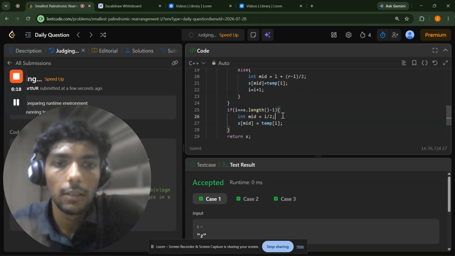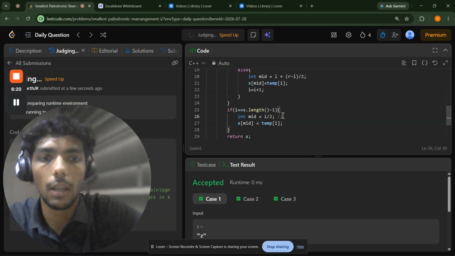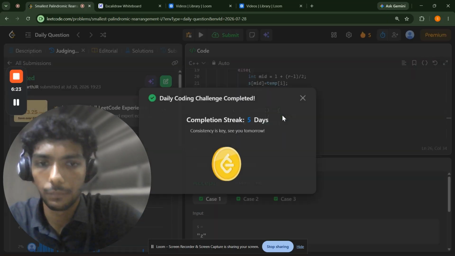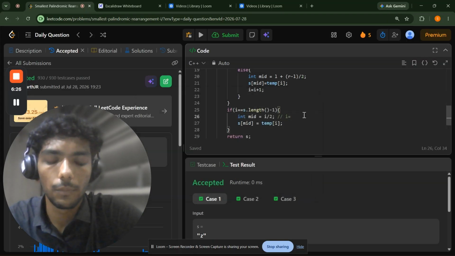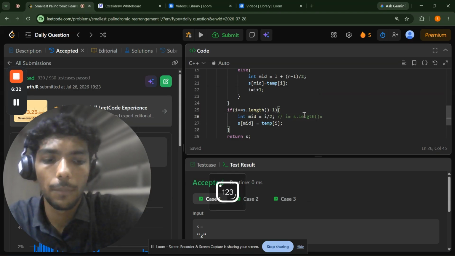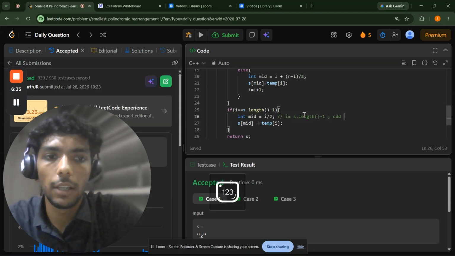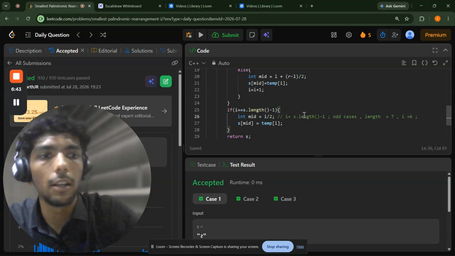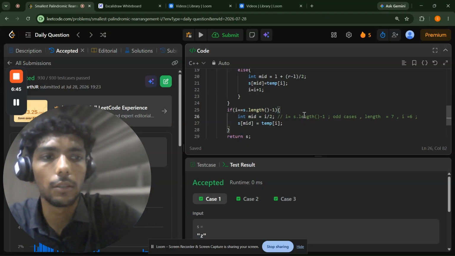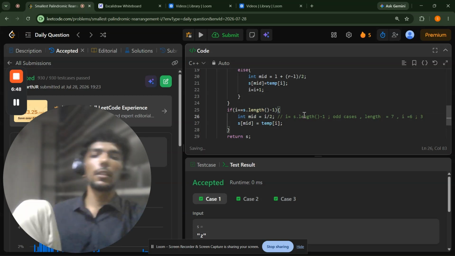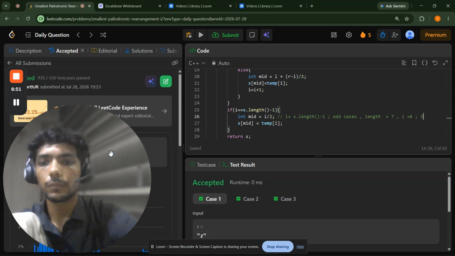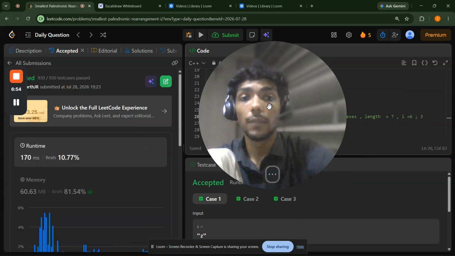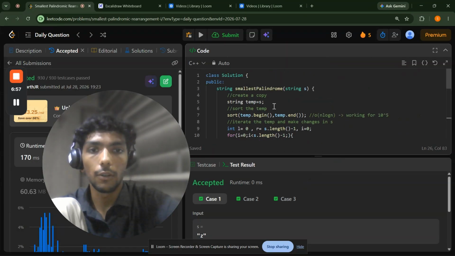So at this position I equals to S dot length minus 1 and this will happen only in odd cases. So if length was 7 and I would be 6, and we need to insert it at middle which is at 3 only. So in this case we can consider I by 2 only. Let's see the time complexity. It is very less. Why? Because we are doing O of n log n over here.